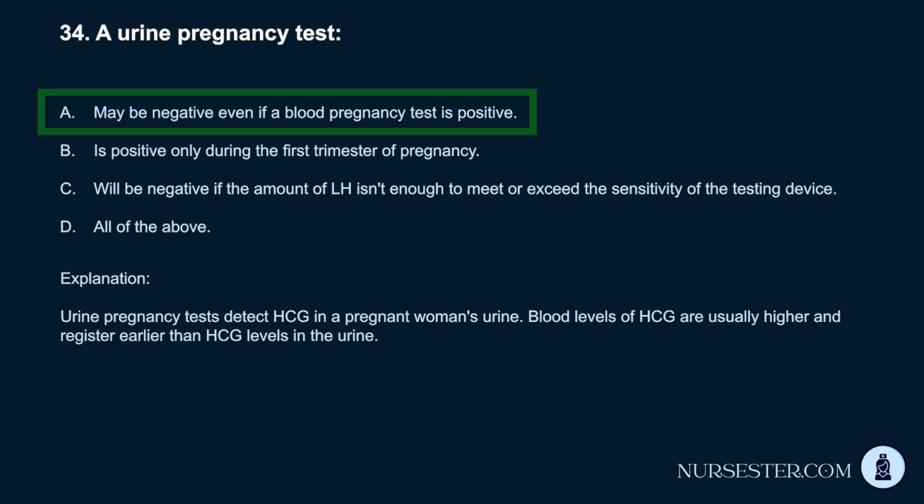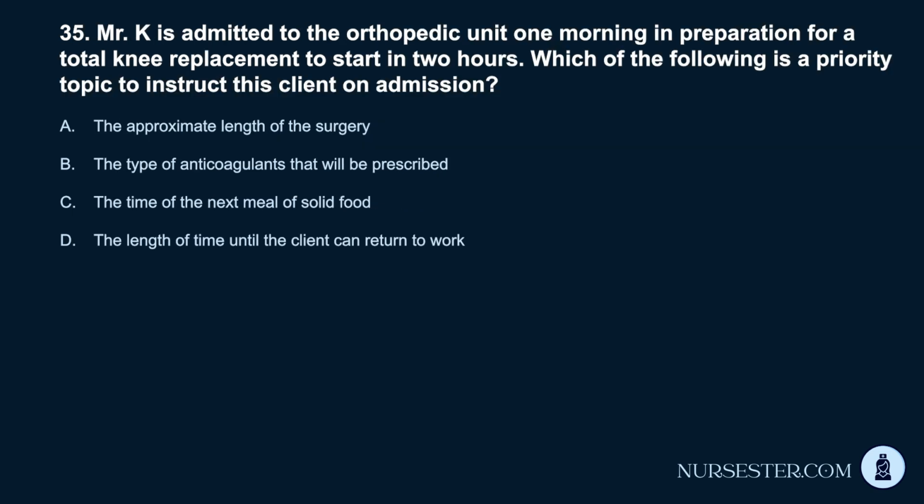Urine pregnancy tests detect HCG in a pregnant woman's urine. Blood levels of HCG are usually higher and register earlier than HCG levels in the urine. 35.